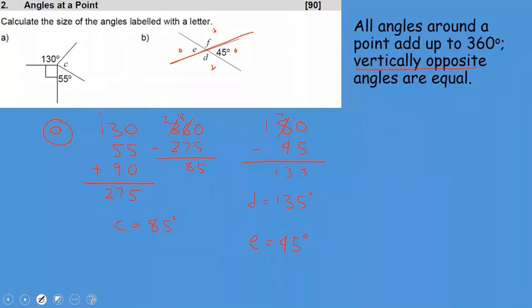And F is vertically opposite D. We already know what D is. So F must be 135 degrees. And if you wanted to double check you were right, you could add up the 45, the 135, the other 45, the other 135, and it would come to 360.